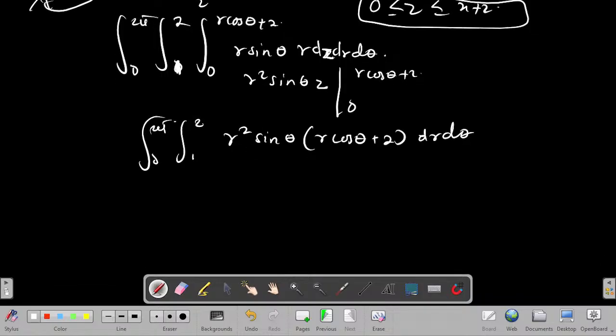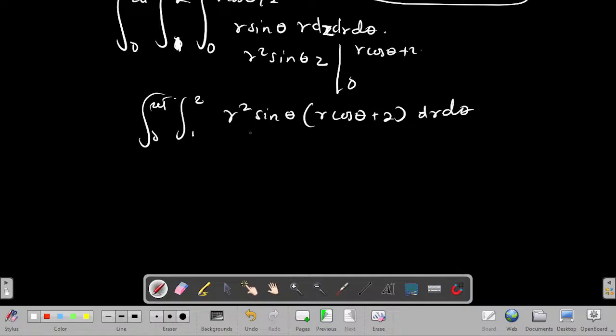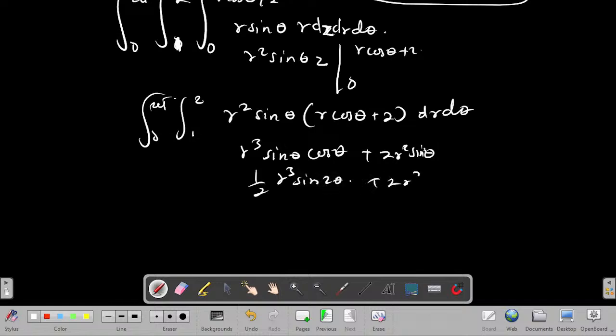Now, this is where you apply your trick very well. Remember, when I multiply, I get r cubed sine theta cos theta, plus 2r squared sine theta. Here, please change it to sine 2 theta. So you have 1 out of 2 r cubed sine 2 theta, plus 2r squared sine theta. So that when I integrate with respect to r, this becomes r to the power 4 divided by 2, so that's going to give us 1 out of 8 r to the power 4 sine of 2 theta, plus 2 out of 3 r cubed sine theta. Then I also put in from 1 to 2.